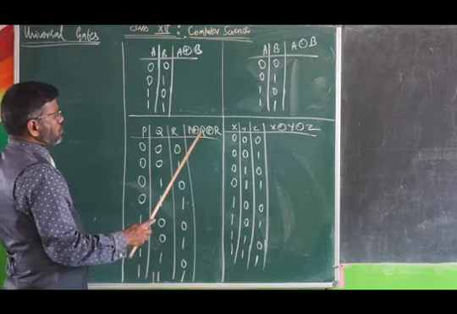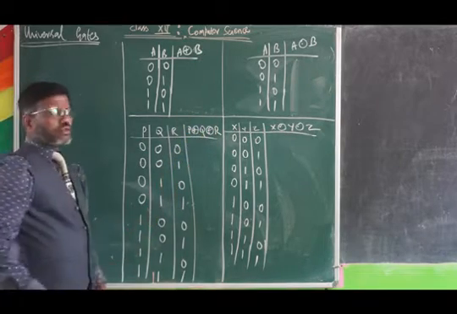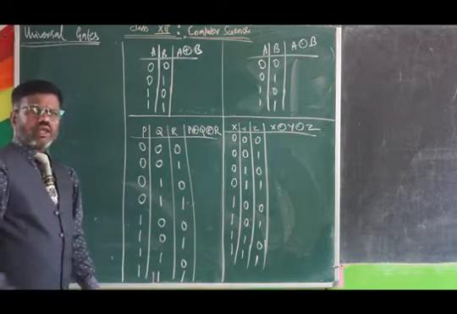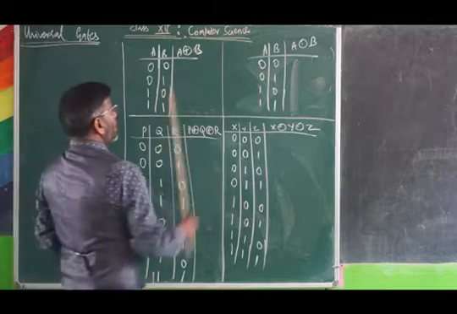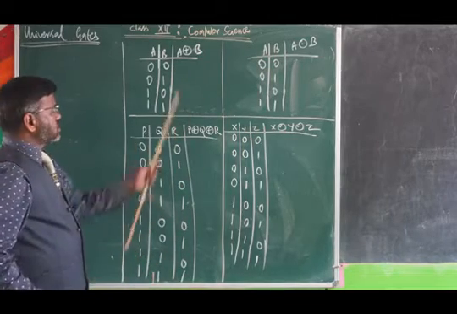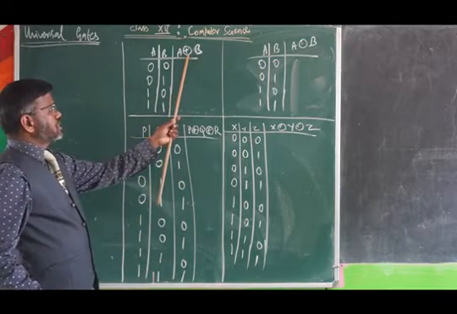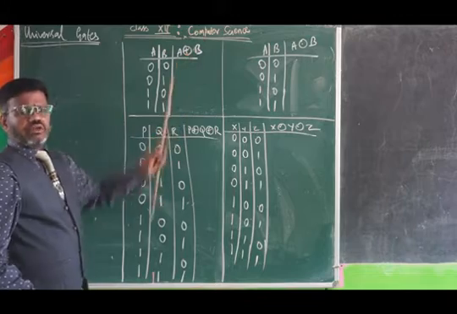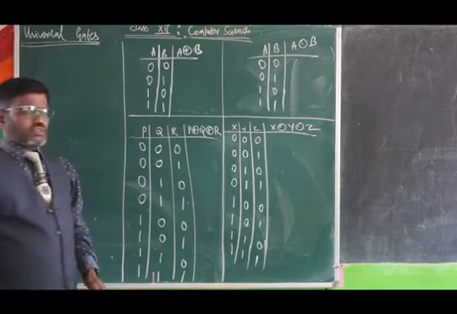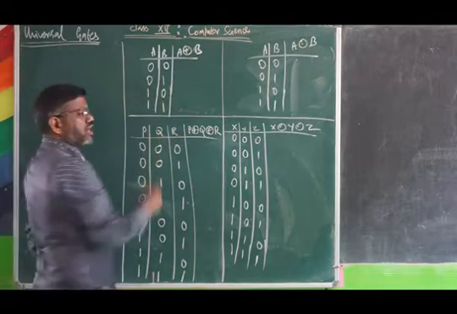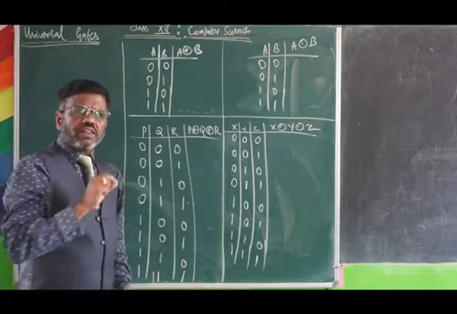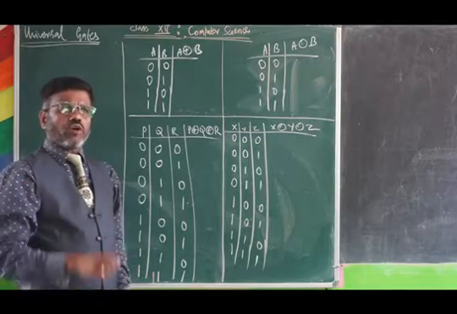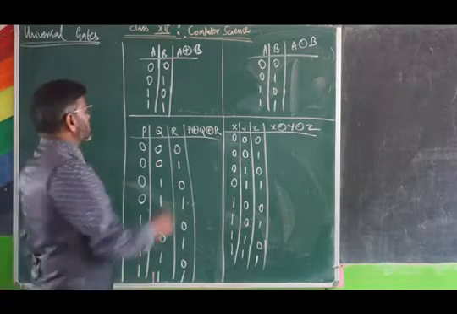P XOR Q XOR R. First of all, if we finish the XOR gate, then we shall go to the XNOR gate. As the symbol signifies, it's a XOR gate. What is the XOR gate output? The output of a XOR gate is 1 when there are an odd number of ones as inputs.